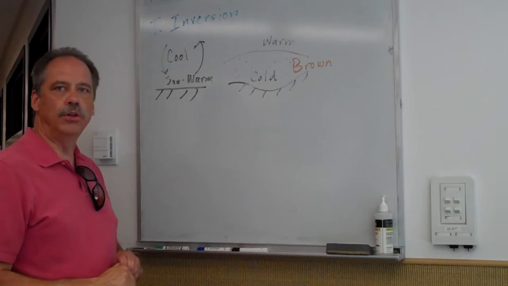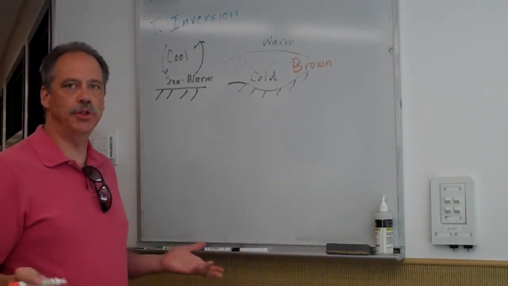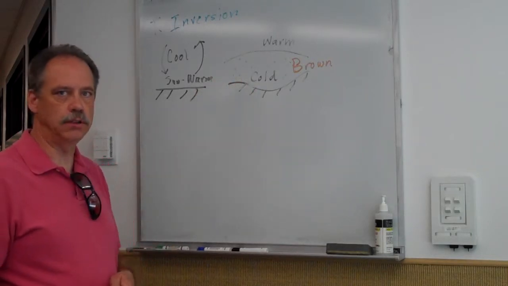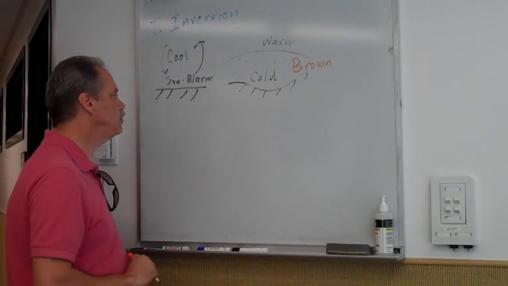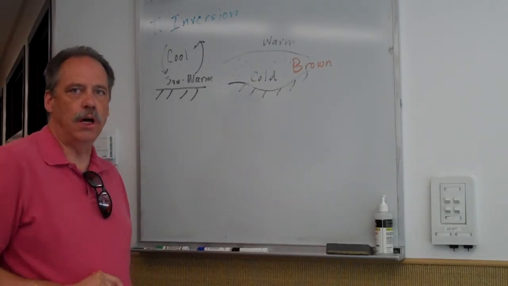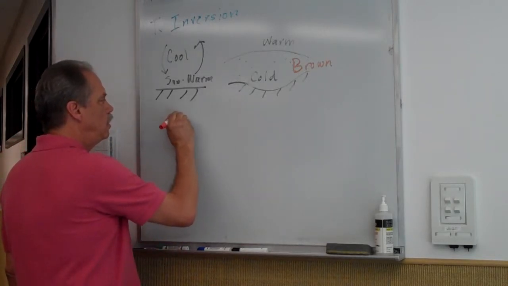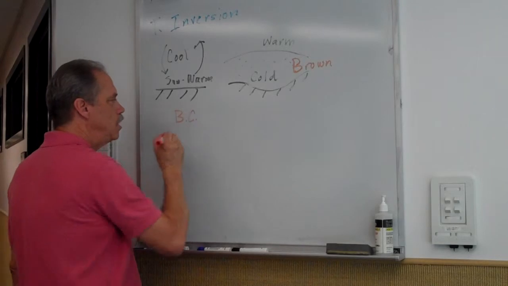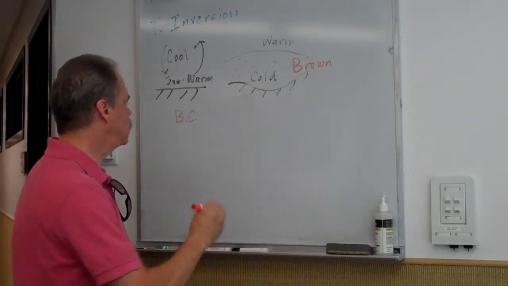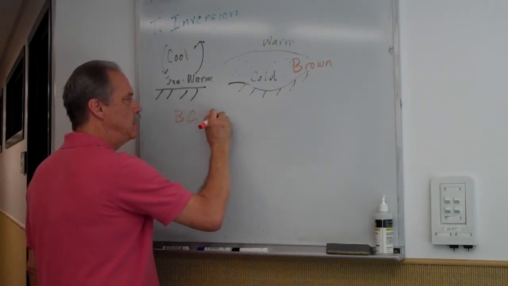So that's a crude overview of how the brown cloud is produced, and that it's a seasonal factor for the most part. So what specifically is in the brown cloud? Well, there are a number of things. First of all, we talk about BC, or black carbon. This is particulates. This is what you and I know basically as soot.